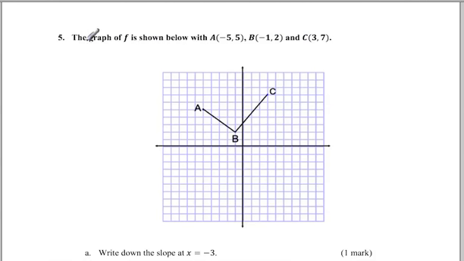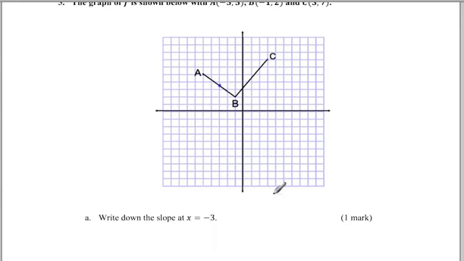Okay, so the graph is shown below. You have these 3 points A, B, C. Write down the slope at x equals -3. So at x equals -3, which is here, we want to find out the slope. So the slope will just be on this line AB. So how do we find the slope of AB?